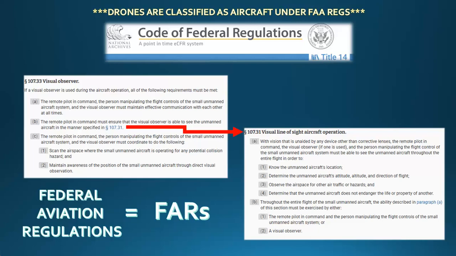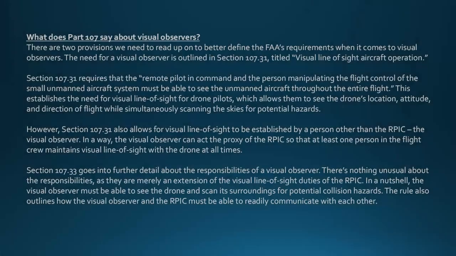All right, going back to 107.33, going to C. The remote piloting command, the person manipulating the flight controls of the small unmanned aircraft system and the visual observer must coordinate to do the following. 1. Scan the airspace where the small unmanned aircraft is operating for any potential collision hazard. And 2. Maintain awareness of the position of the small unmanned aircraft through direct visual observation. So we basically just discussed that, and later on in this training, you're going to learn how to scan the sky appropriately. So, moving on.